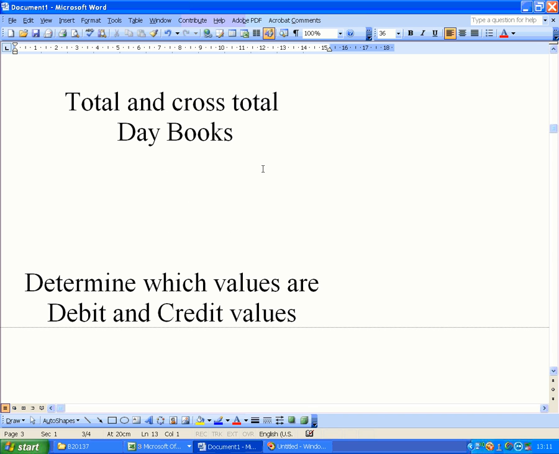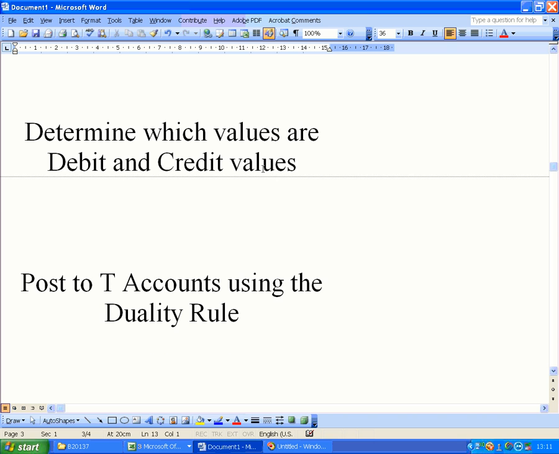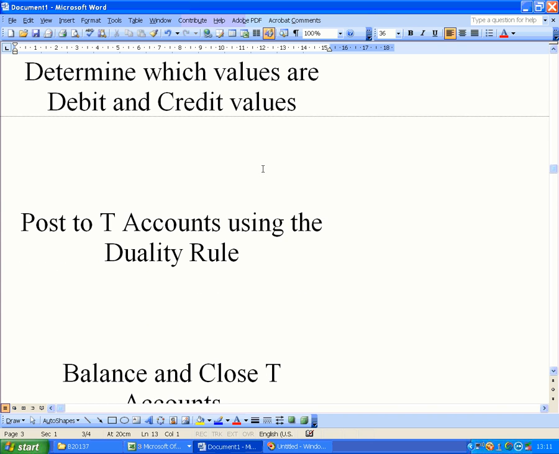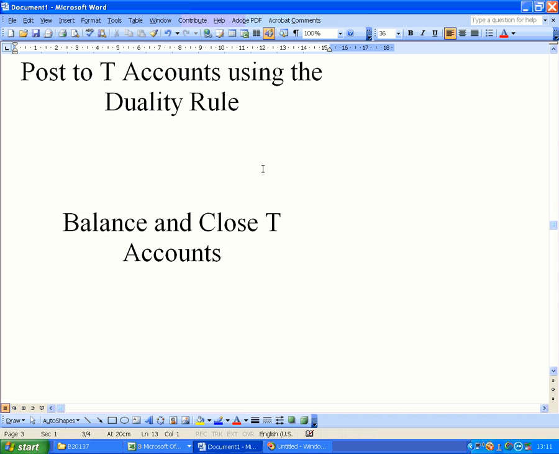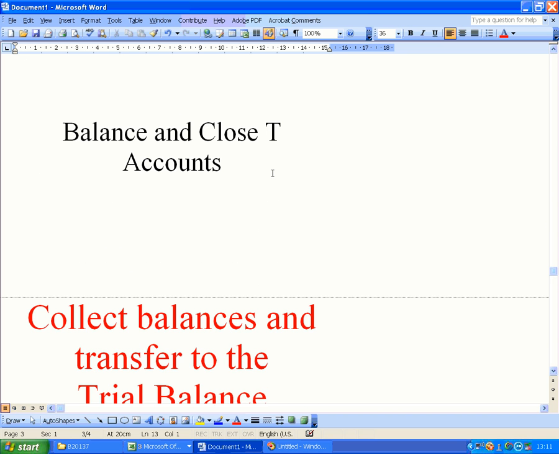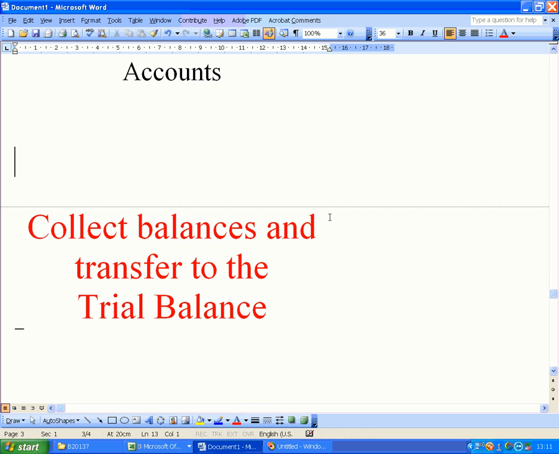We then had to determine which values were regarded as debit and credit values. When this was done, we posted to T accounts using the duality rule where every debit equals a credit. The next step is to balance and close these T accounts and determine which side actually has that balance that is carried down to the beginning of the next period. For the trial balance, we need to collect these balances and transfer them to an account called a trial balance.